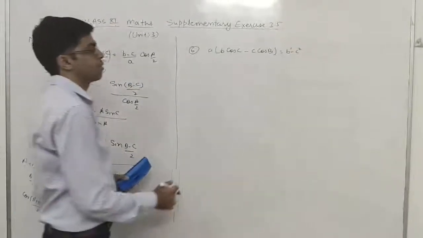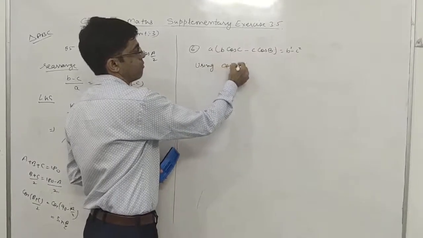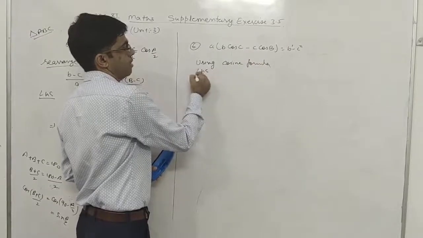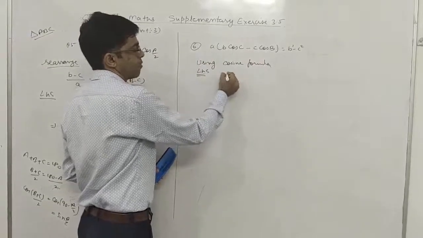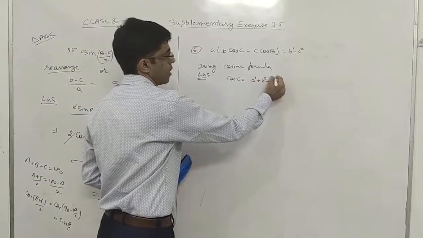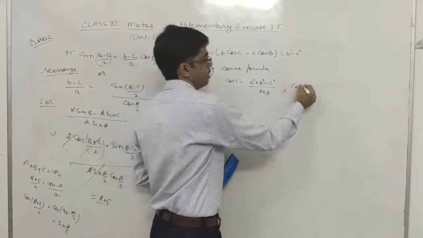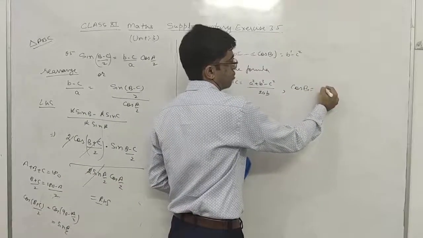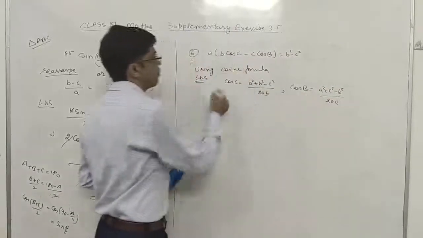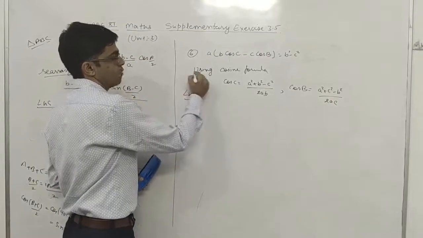Now see the sixth question. Using the cosine formula, take the left hand side. What is the formula of cos C? Cos C formula is (a square plus b square minus c square) upon 2ab. Formula of cos B is (a square plus c square minus b square) upon 2ac. Put the cosine formula in the left hand side.